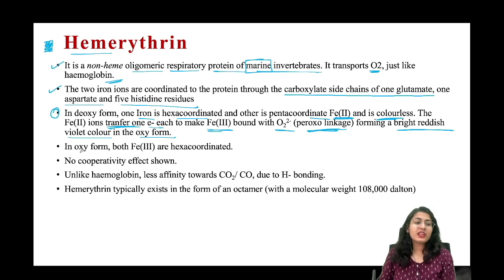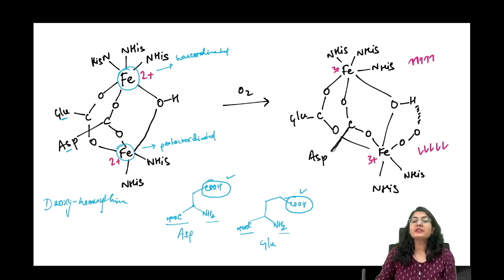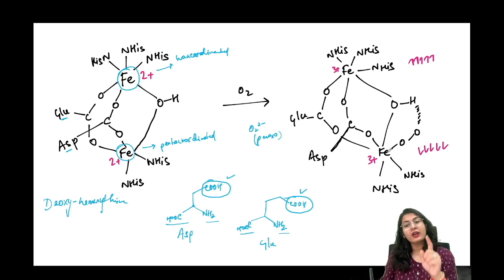Okay. In oxy form, both the iron 3+ are hexa coordinated. So let's see. What happens is both of these iron ions give one electron each to the oxygen. Then it becomes O2 2-. That is going to be your peroxo. And this is how it will connect. One oxygen to the iron. The other oxygen does not connect to that iron. It's very far away, so it is held on by the hydrogen bridge.